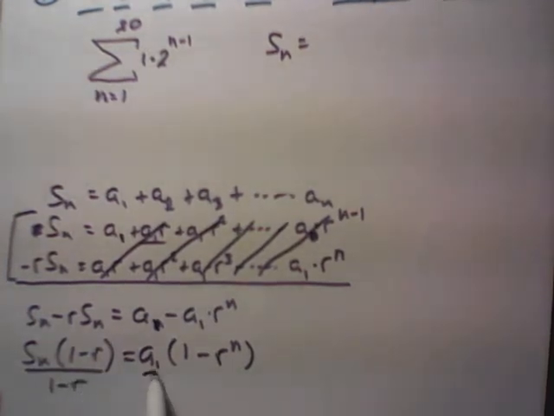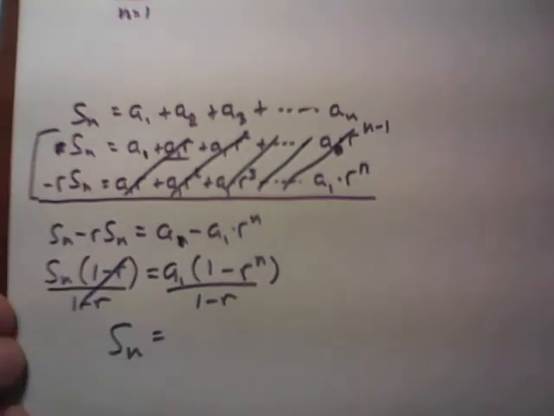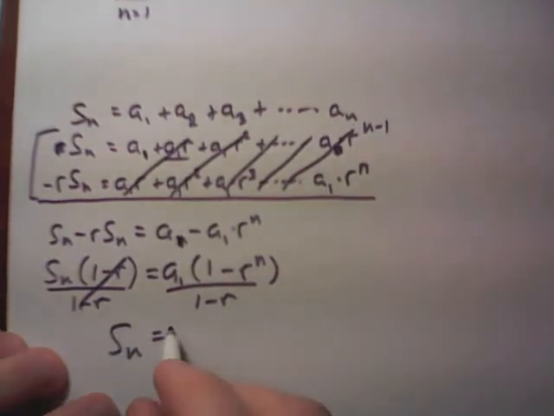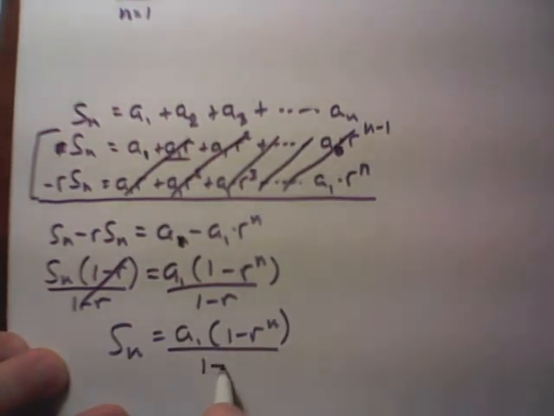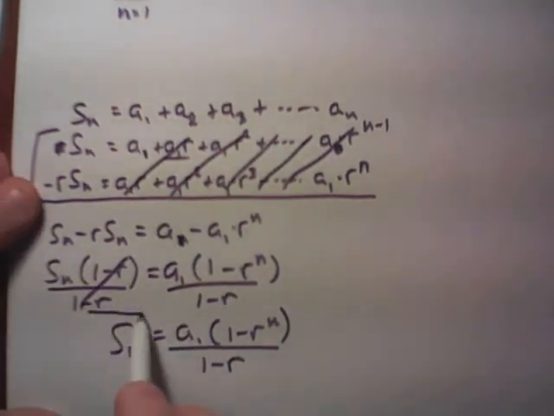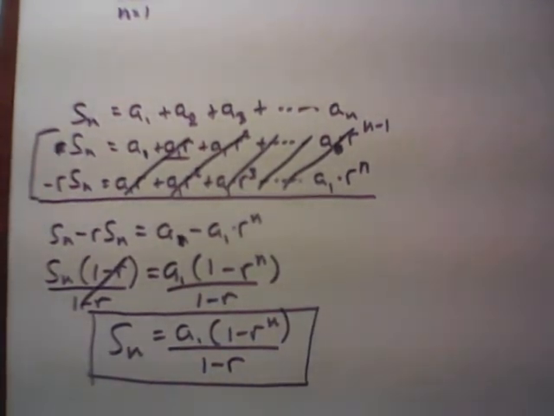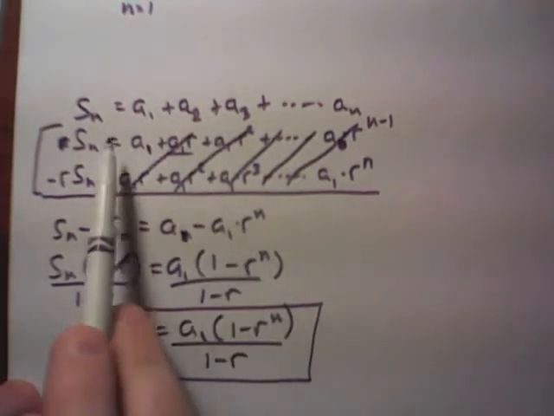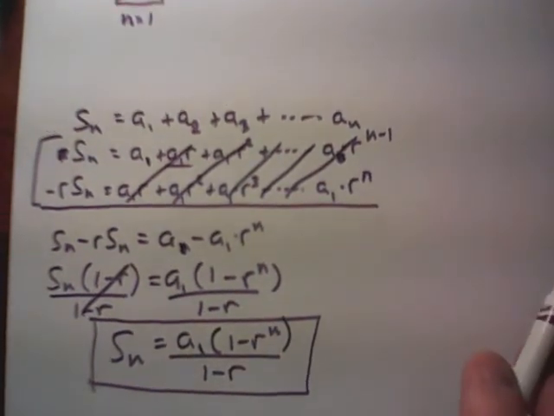In other words, if I divide both sides by 1 minus r, these cancel, and the sum of all of the terms, which is what I started with, instead of being written like this, can now be written as a sub 1 times 1 minus r to the nth power over 1 minus r. This is now a very usable formula that we can use in order to find the sum of all of our finite, that means one that has a beginning and an end, all of our finite geometric series, which is the type of series we're going to be talking about in this lesson.